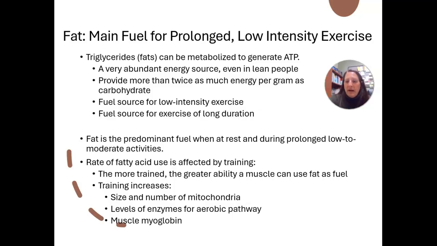Fats. Okay, so your body will also use fats when you are doing low to moderate intensity activities, and also when you're at rest. Okay, your body's going to turn to fat. Okay, so we talked about triglycerides, right? These are fats. They can be broken down and metabolized to generate ATP, just like carbohydrates can. They are a very abundant energy source, even in individuals who don't have a lot of body fat, so lean people. They provide more than twice the amount of energy per gram as carbohydrates.